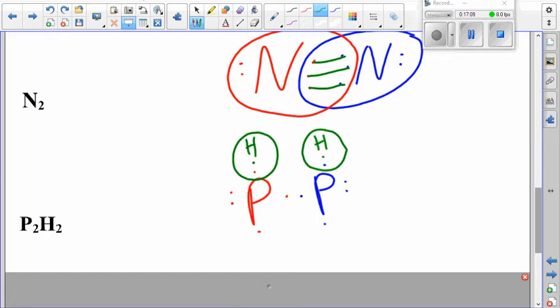We're out of H's though, and there's still open bonding sites on the bottom of both of these phosphorus. So we need to go ahead and move those. So we're going to move this red one up here. We're going to move this blue one up here. And now this phosphorus is happy. It has 1, 2, 3, 4, 5, 6, 7, 8 electrons around it.